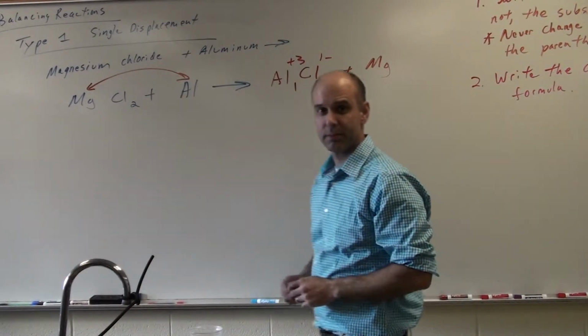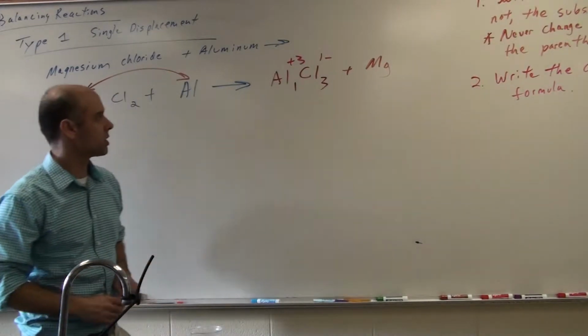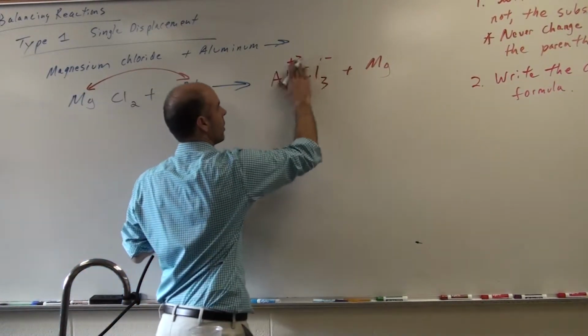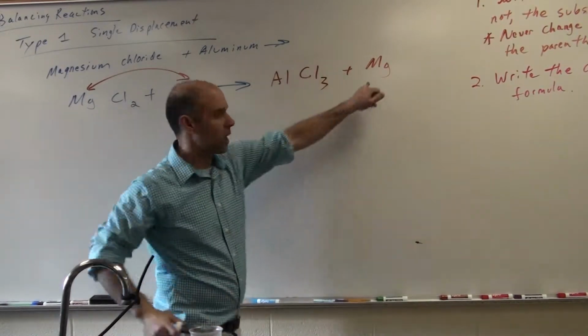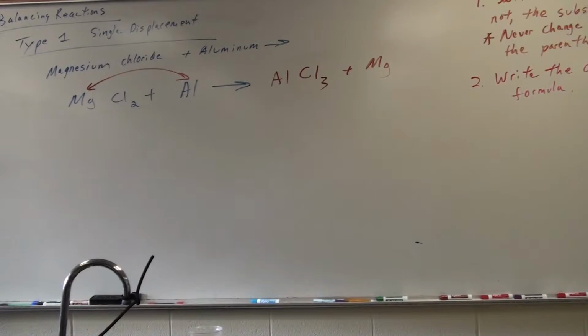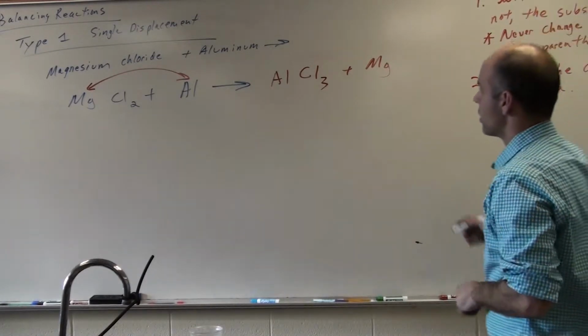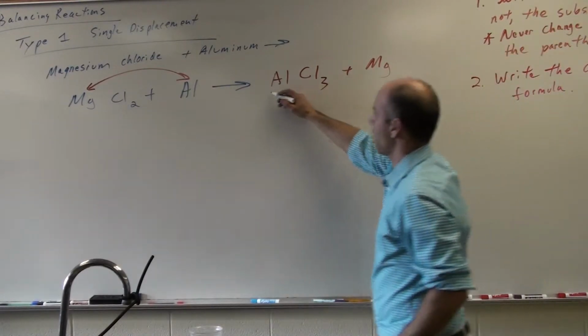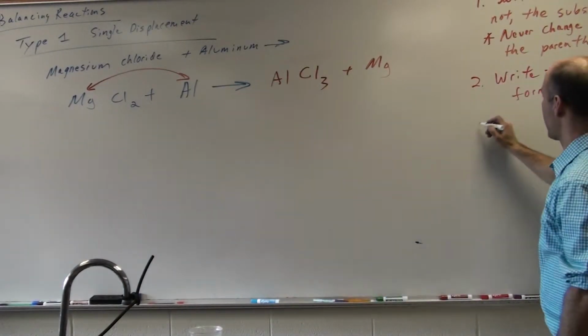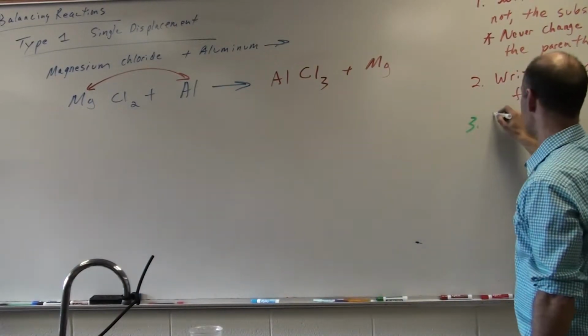So, one goes here, three goes there. Crisscross, right? For a single displacement reaction. Erase the one, erase the charges. The magnesium is all by itself, okay? It's not an ion. Now that I've balanced these individually, now I'm going to balance the whole reaction using coefficients.